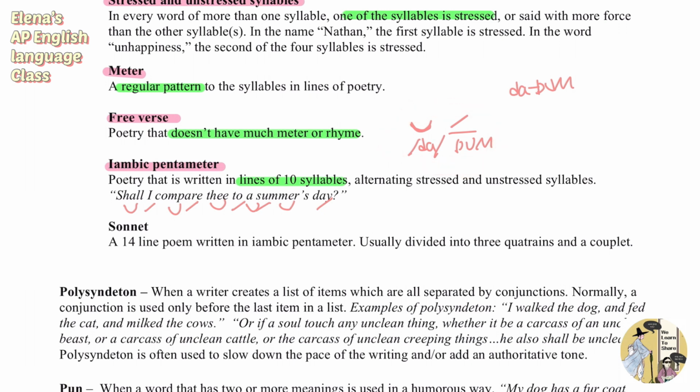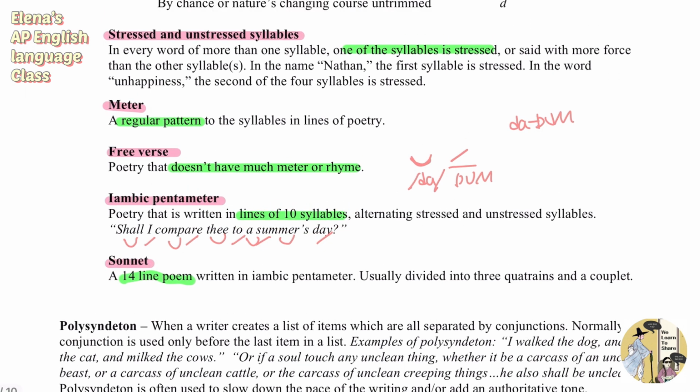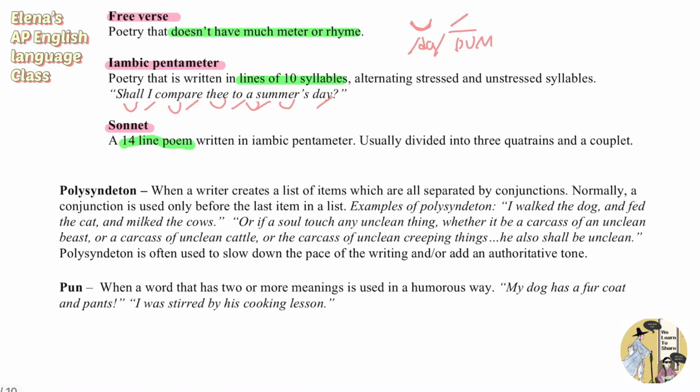And then next is a sonnet. A sonnet is a 14-line poem written in iambic pentameter, and it's usually divided into 3 quatrains and a couplet. One thing you need to remember is that you should not confuse these two. I've told you that penta means 5, and you have 5 sets of meters, which is why you will have 10 syllables. So you can memorize that iambic pentameter has lines of 10 syllables, while a sonnet has 14 lines, okay? A poem written in iambic pentameter.